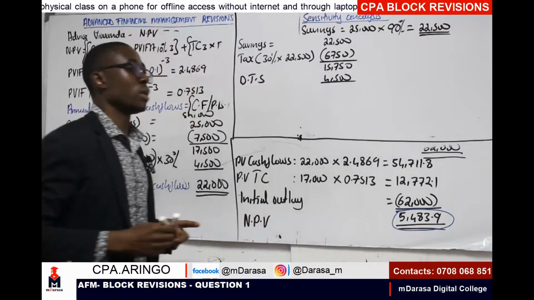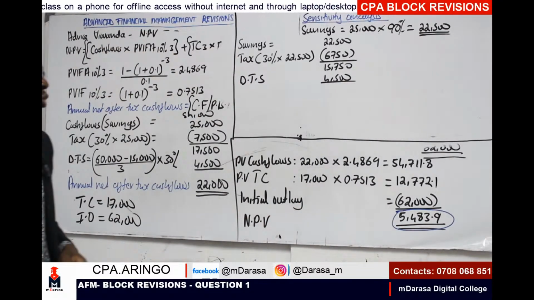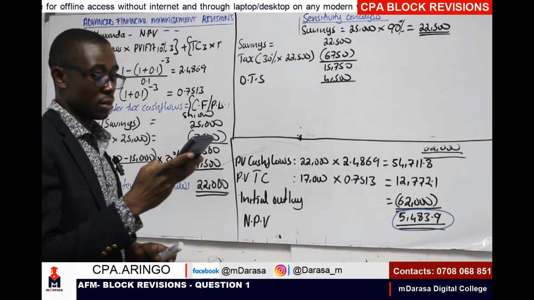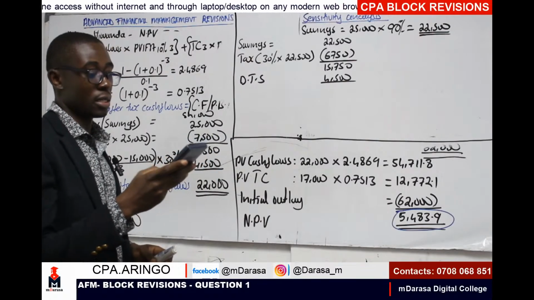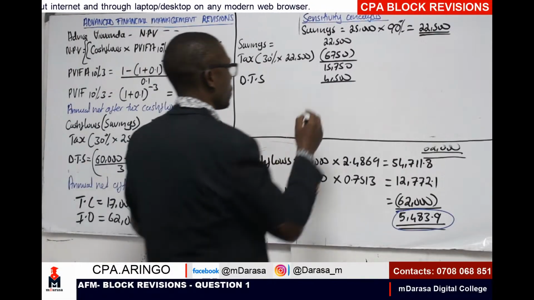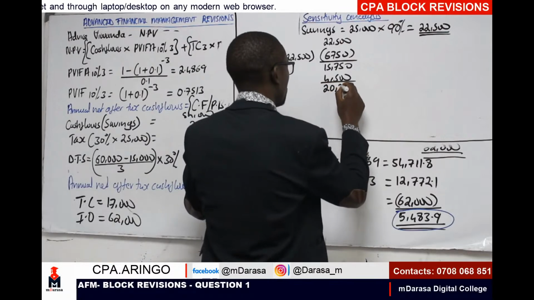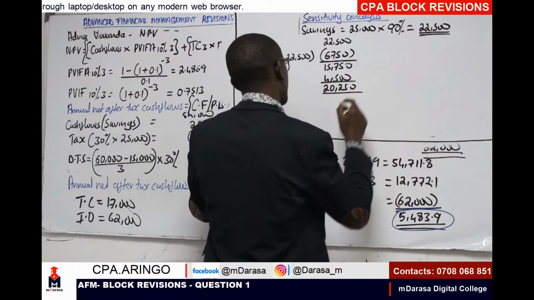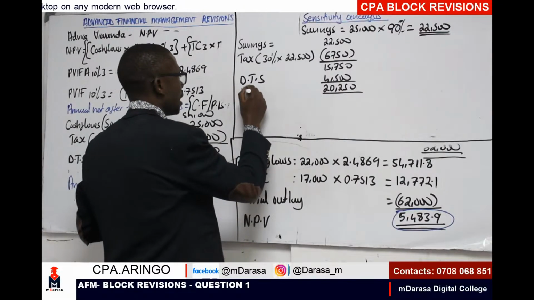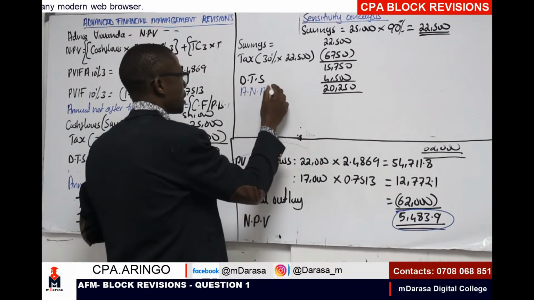So my annual net, we should be talking of 15,750 plus 4,500 to give us a value of 20,250. So I'll be having my 20,250 here. Our annual net after tax cash flows.